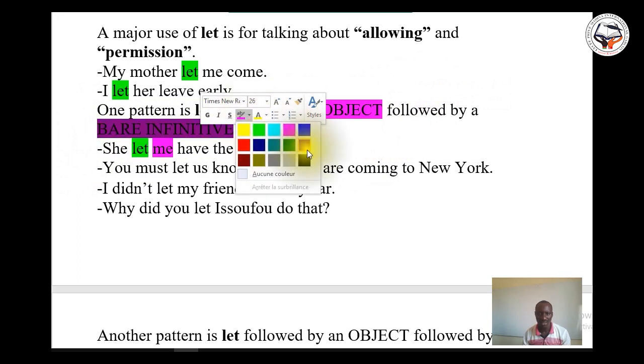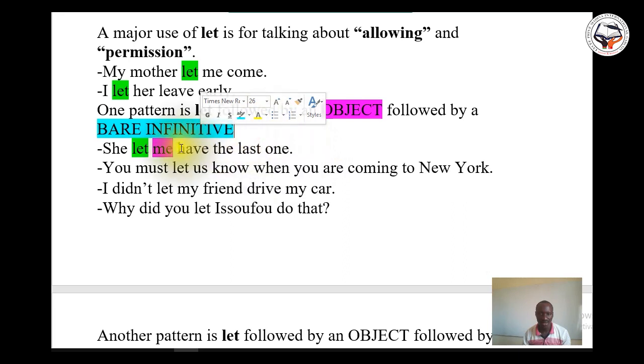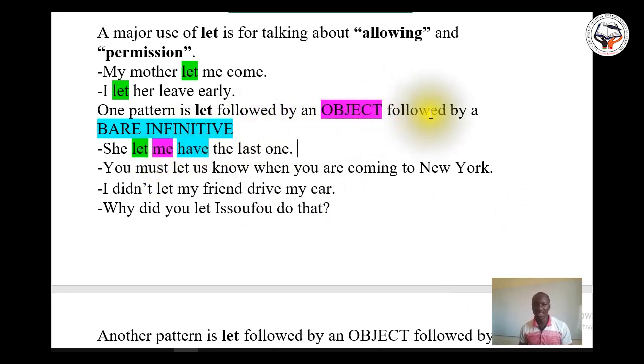Our pattern is let followed by object followed by a verb infinitive. She let me have the last one. You must let us know when you are coming to New York. I didn't let my friend drive my car. Why did you let Isuhu do that?